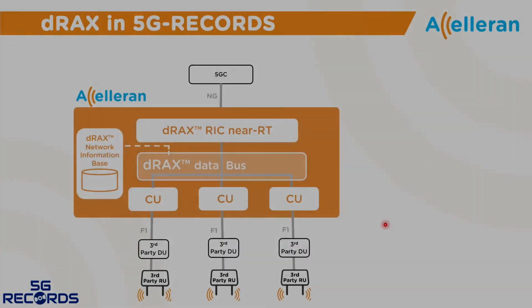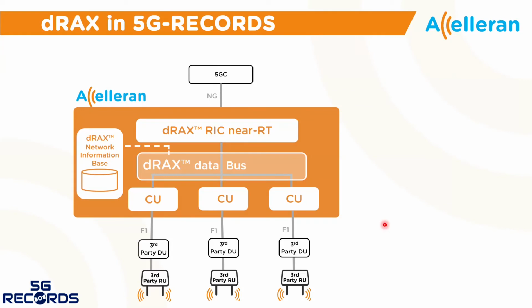This concluded the demo. I'm going to describe how dRAX is integrated in 5G Records testbed with other consortium partners' components. Core provides the 5G core in this testbed. The 5G core communicates with Acceleran dRAX CU using the standardized 3GPP NG interface. One of the important tasks in here is to validate the interoperability of the NG interface.